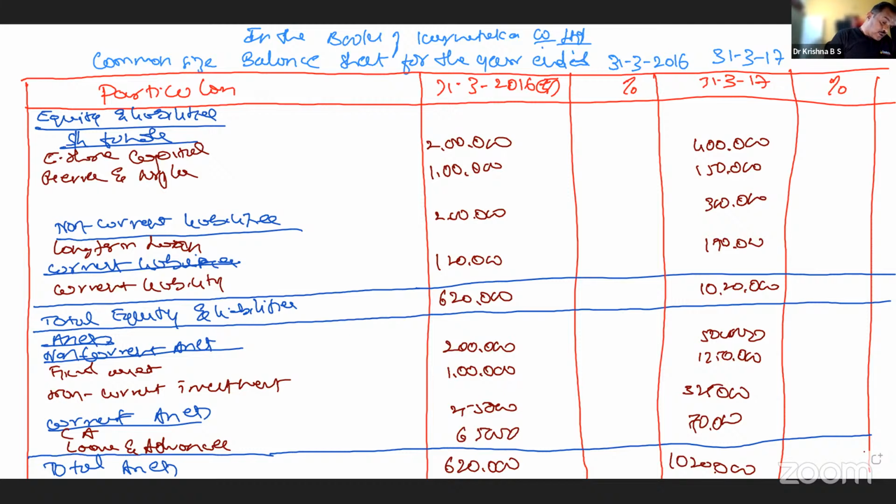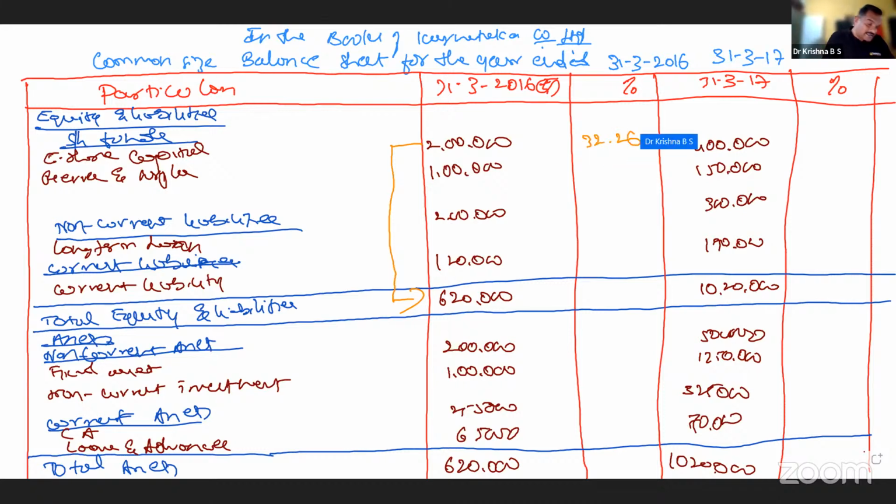2 lakhs divided by 6 lakhs 20 into 100. Every liability you should divide by the total liabilities, equity and liability. So 2 lakhs divided by 6 lakhs 20 into 100 will be 32.258, let us take 32.26.